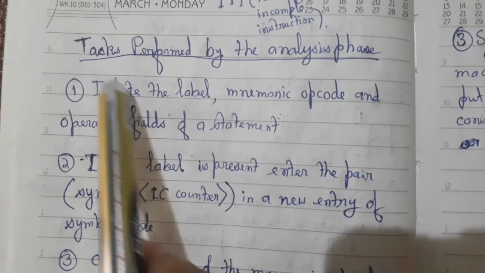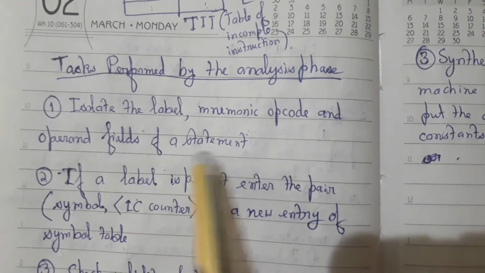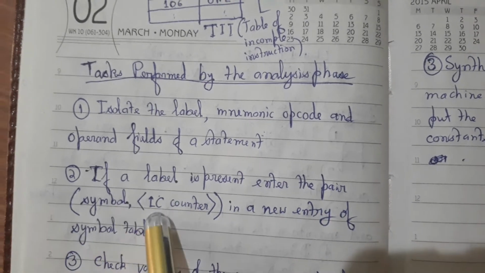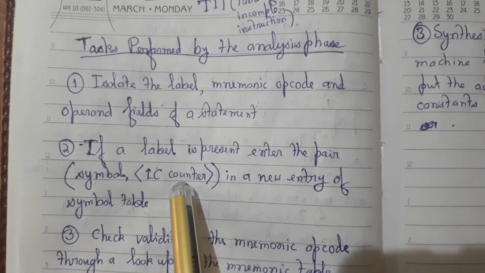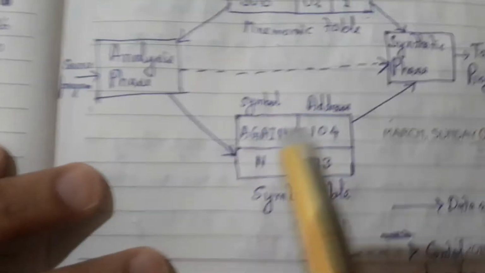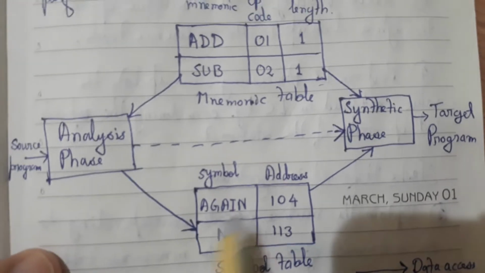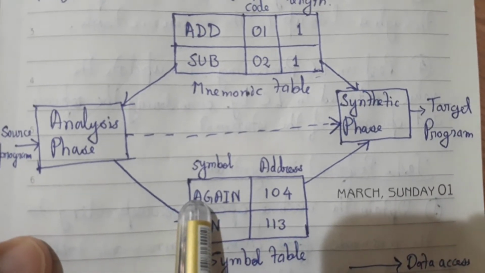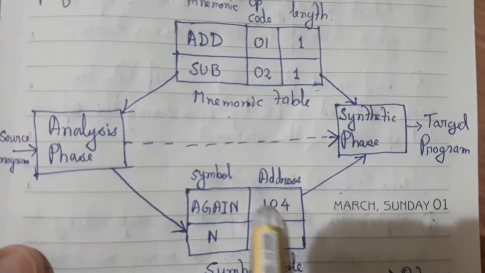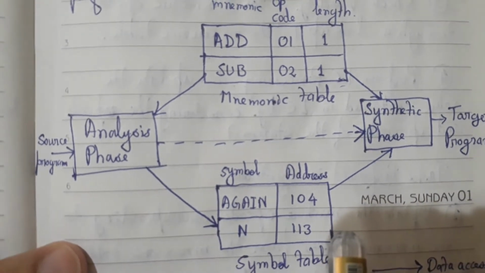In the tasks performed, the first task is to isolate the label, mnemonic opcode, and operand fields of a statement. Number 2: if a label is present, enter the pair (symbol, LC) into the symbol table. That means the address from the location counter is placed. Here, again is a symbol, or a variable, or you can say an identifier. The address of this symbol again is 104. How does this 104 come? It comes from the value of the location counter.